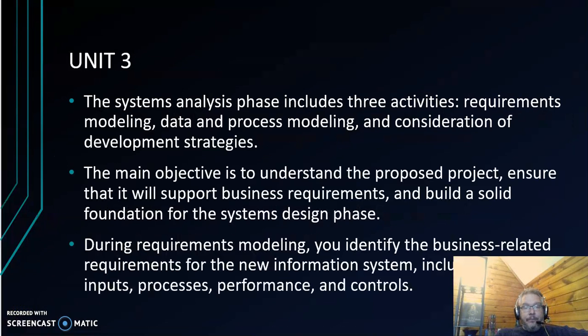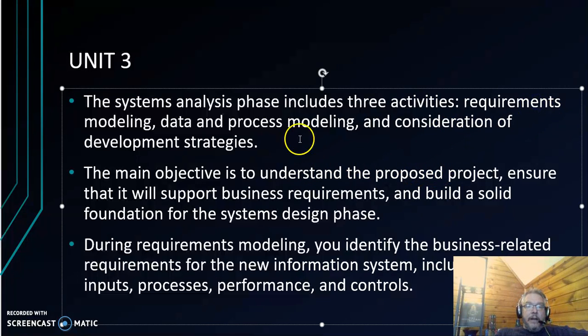Now, there are 3 main activities that are going to take place during this phase: the requirements modeling, the data and process modeling, and then the consideration of various development strategies. Again, the context in the book will provide information on each of these 3 activities, including looking at the difference between a RAD and a JAD session, and some agile methodologies.